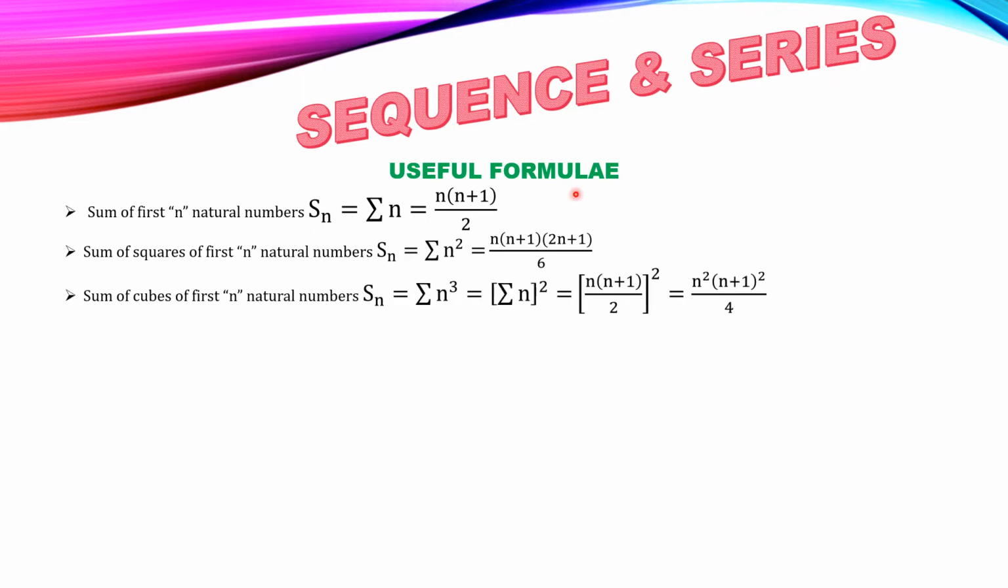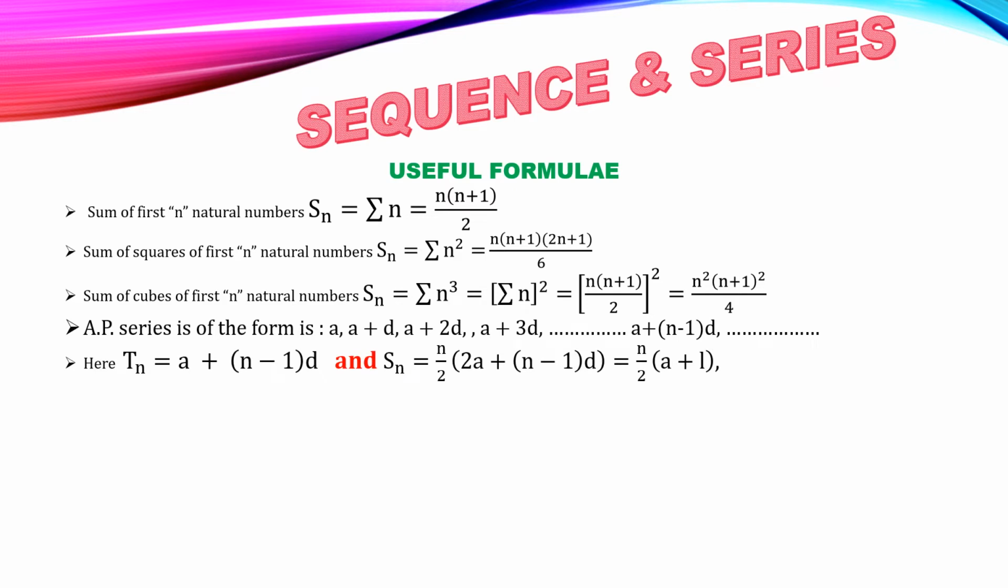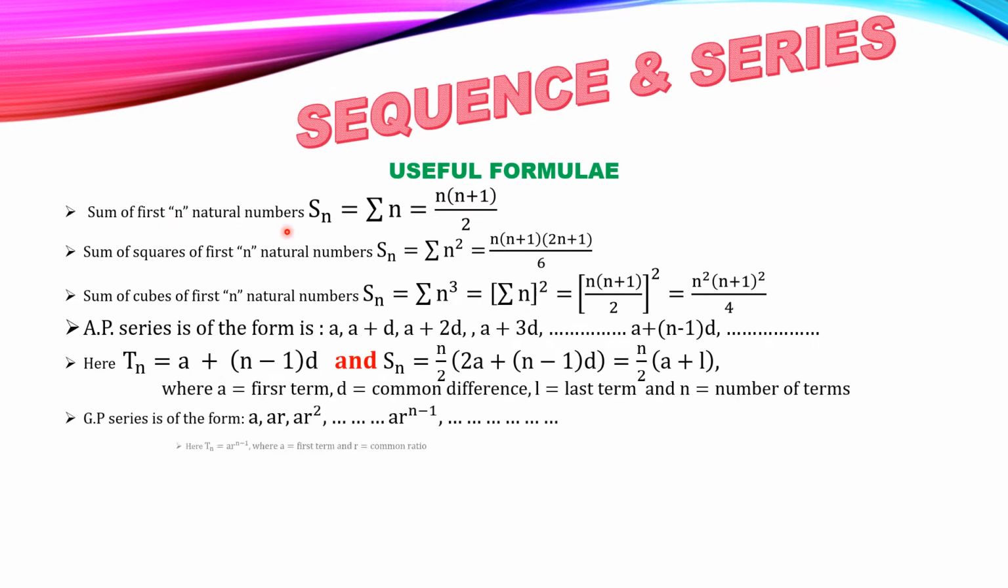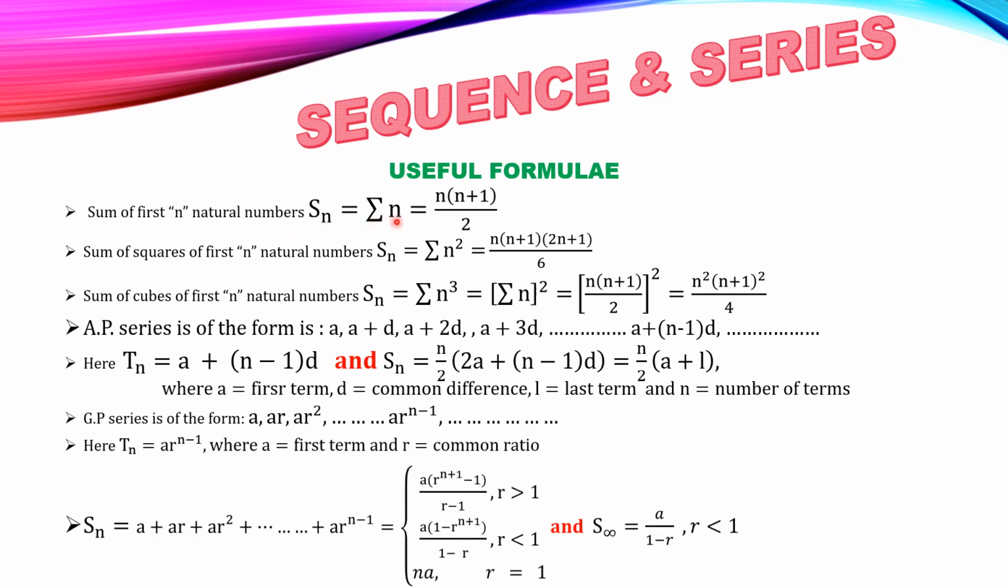Now, useful formulas. The first one is the sum of the first n natural numbers. Sn equals summation n. Here summation n means 1 plus 2 plus 3 plus and so on plus n. That formula is n into n plus 1 by 2. So this is one of the important formulas.